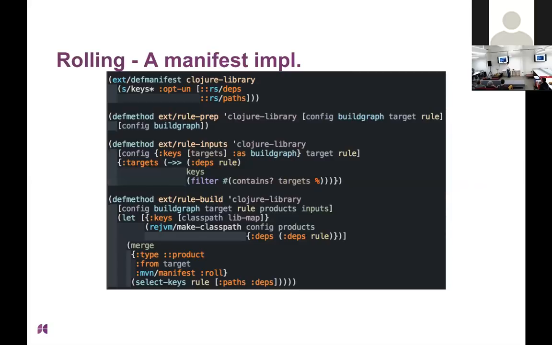And so all you produce is a product that says, I have the paths of my rule and the deps of my rule, and also maybe you pull the class path and lib map through, even though they aren't transitively useful products. Everybody tracking? Yes, no, maybe? Seeing some nods, okay.